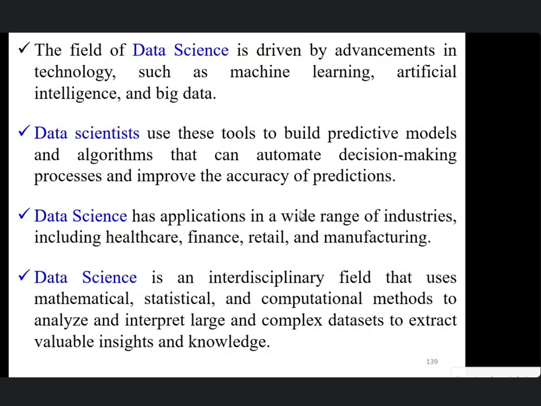Then the field of data science is driven by advancements in technology such as statistical methods, machine learning techniques, deep learning techniques, artificial intelligence techniques, and big data and cloud computing. So data scientists use these tools to build predictive models and algorithms that can automate a decision making process and improve the accuracy of predictions. Data science has applications in a wide range of industries, including healthcare, finance, retail, and manufacturing.